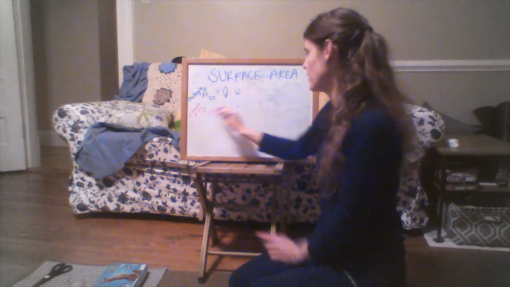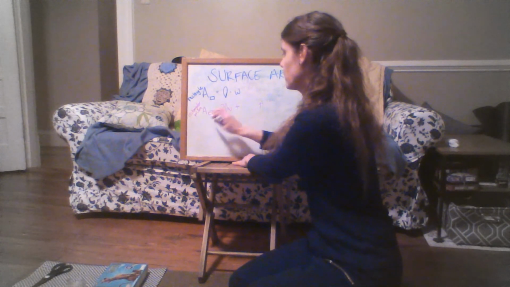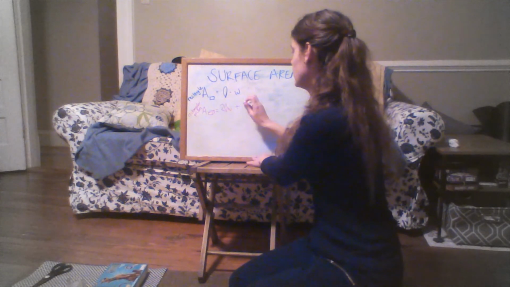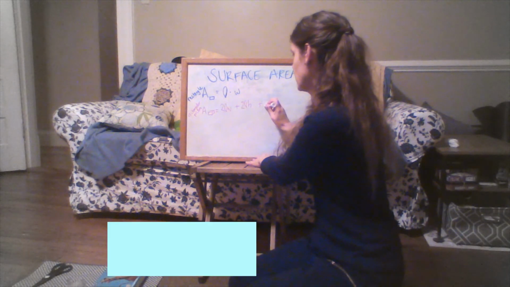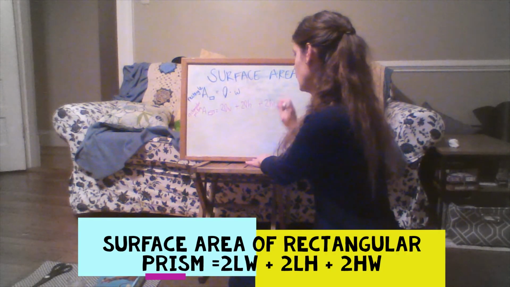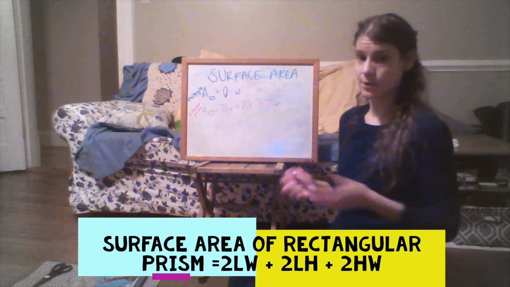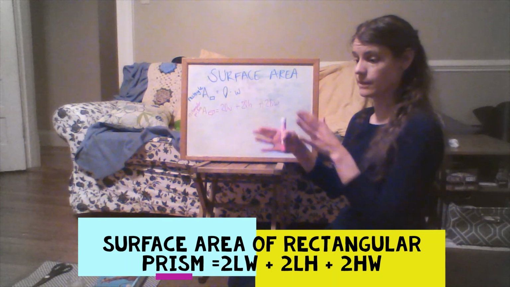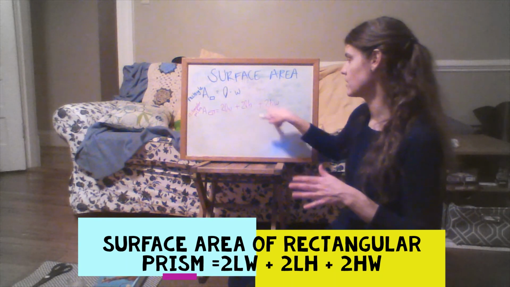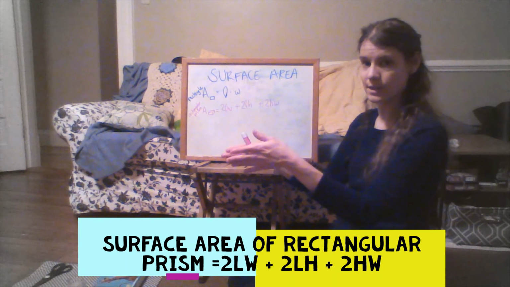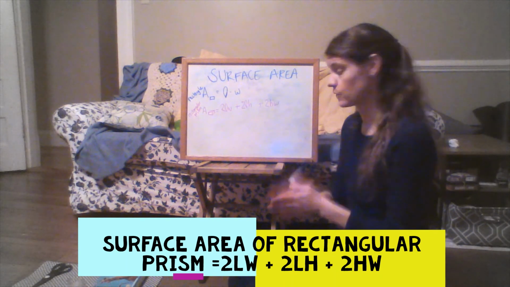So there's 2 faces that are length and width. There's 2 faces, which are front and back, that are length and height. And then there's 2 faces that are height and width. And so to get the surface area of the whole rectangular prism, you need to add together not only the length and width, but because there's 2 faces of each, there's 2 faces here, there's 2 faces here, and there's 2 faces here, we're going to add all of that together to get the total surface area.